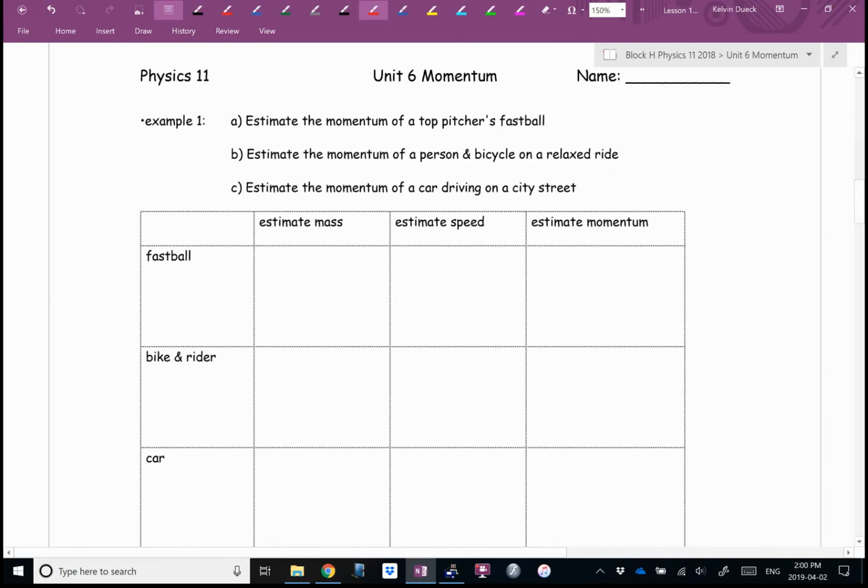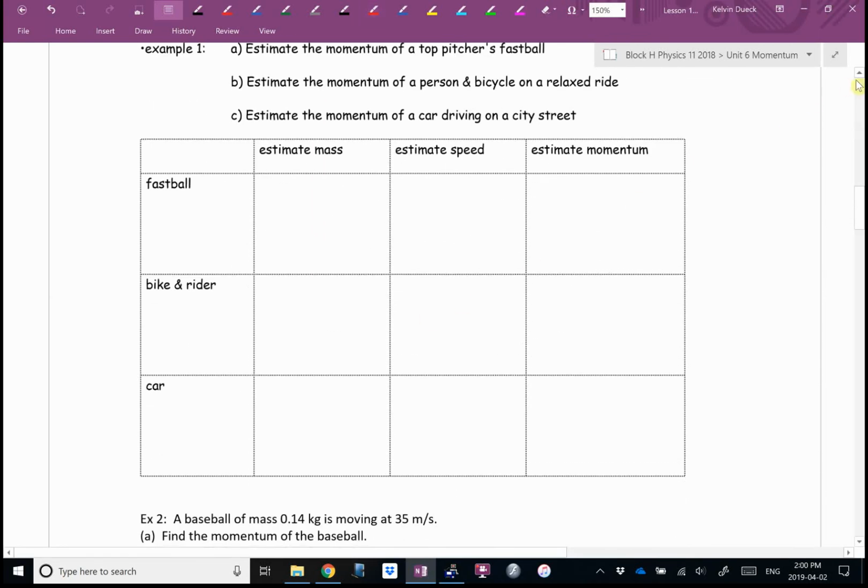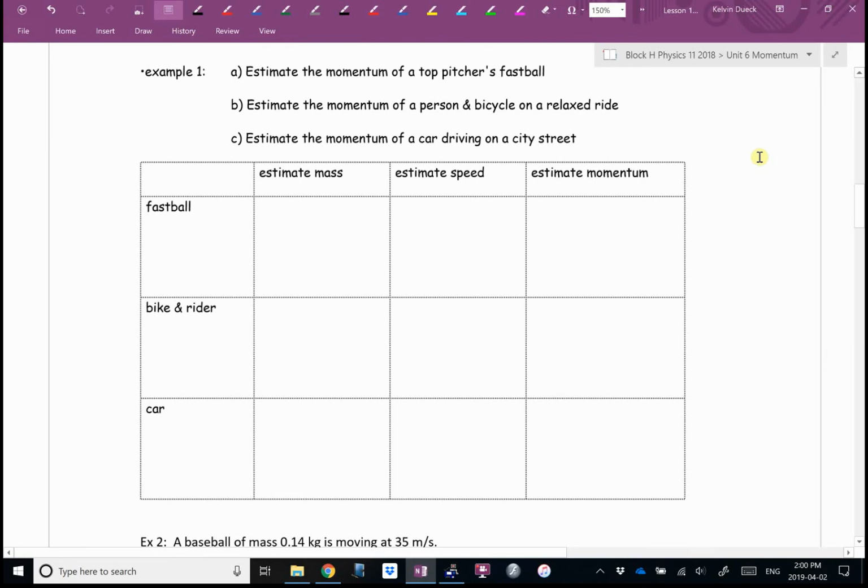So I've introduced a new concept to you, momentum. Whenever I introduce a new concept, I like to try and give you an idea of what's really big and what's really small. Ballpark figures, so that if you make a really bad calculator mistake, you can look at your answer and see that doesn't seem right. So let's do that. We're going to estimate the momentum for three things. We're going to estimate the momentum of a top pitcher's fastball, a major league pitcher's fastball. We're going to estimate the momentum of a person and bicycle on a relaxed ride. We're going to estimate the momentum of a car driving on a city street.